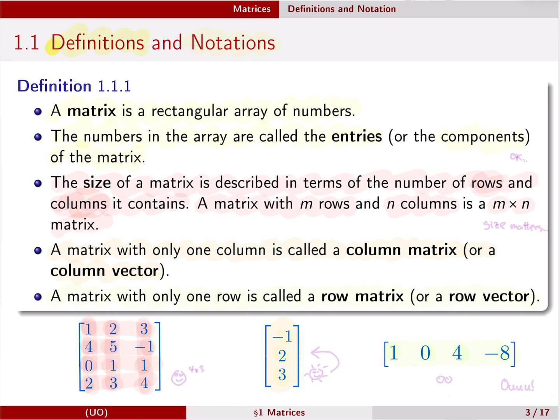First section, let's look at some definitions and notation. So what is a matrix? Well, a matrix is simply a rectangular array of numbers. So roughly speaking, a big rectangle with numbers in it. The numbers in the box are called the entries. Also, sometimes we use the word components of the matrix, but typically we use components more when we use vectors in mathematics.